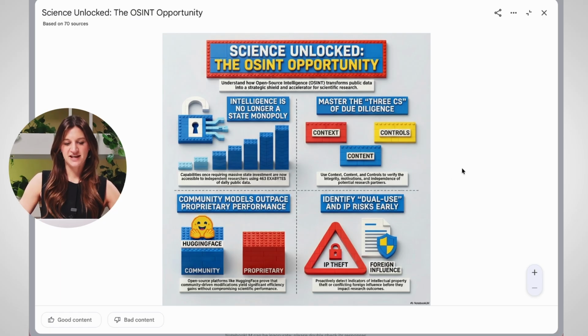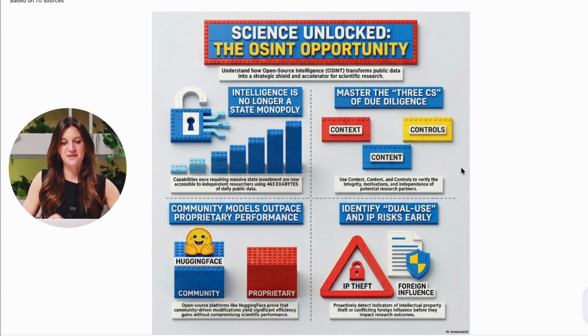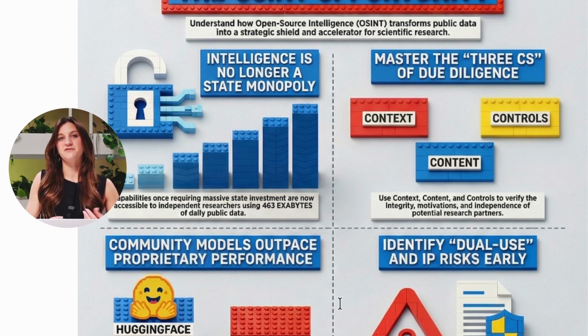Oh, how fun. So this again is in like Legos, or as they say, blocks, probably because there's proprietary information with Legos, so they can't say it looks like Lego style. But what I like about this is it has 4 key insights here. Intelligence is no longer a state monopoly. Master the 3 C's of due diligence. This is really just a fun infographic that I would be happy to share on my social media.